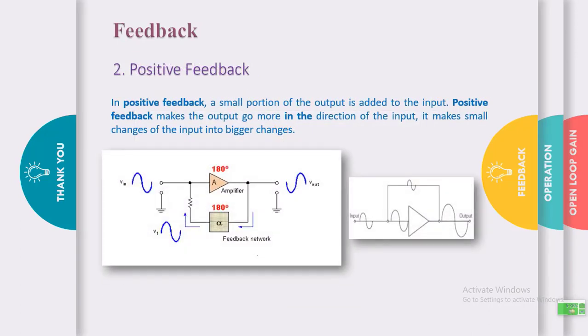Again, for the same inverting configuration, if you give any signal, then you get a 180 degree phase shifted signal. If it is positive feedback, then alpha again changes the waveform shape with 180 degree phase shift. Remember, some portion of the output comes to the input, not the whole output. So now your input and feedback signal are in the same phase. That means your input increases.